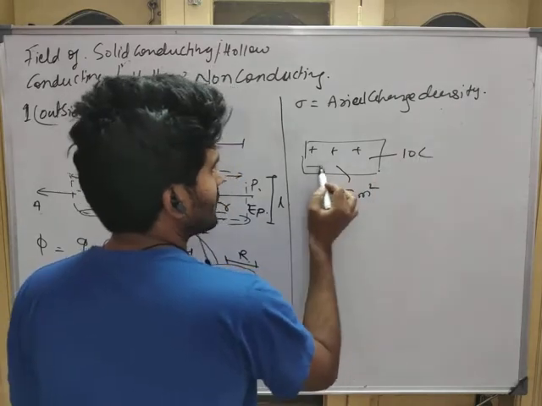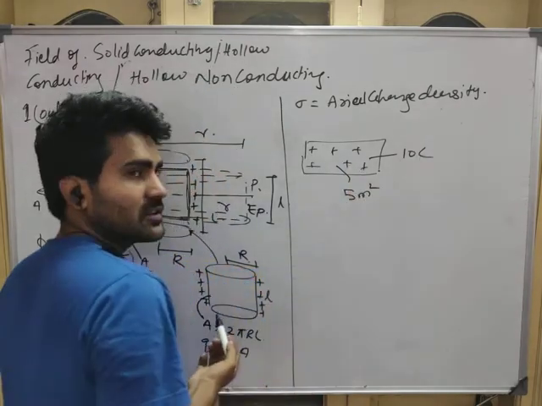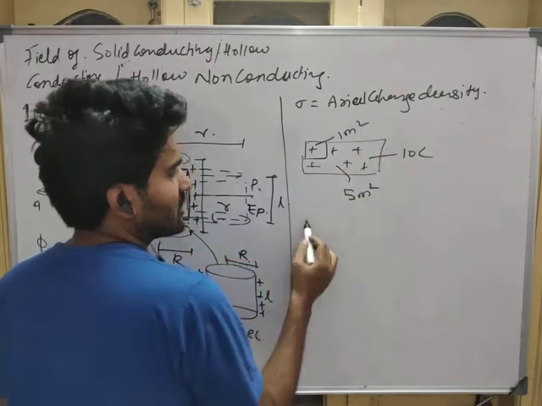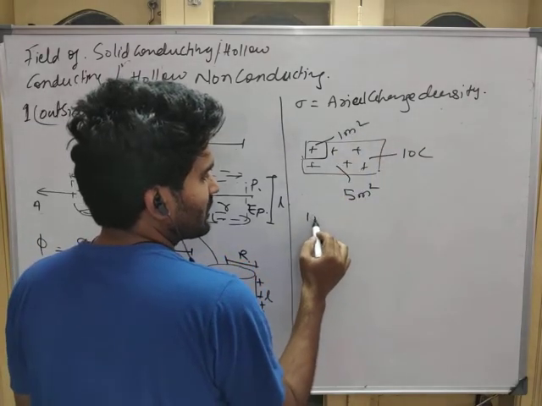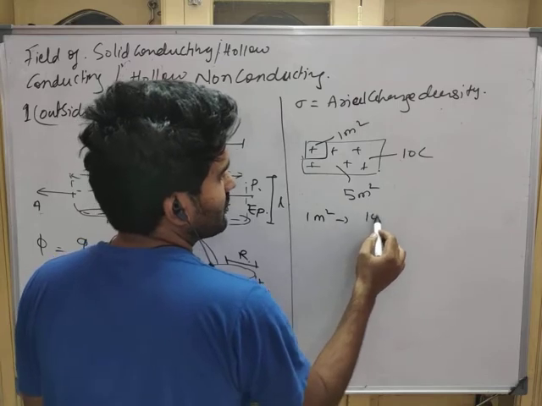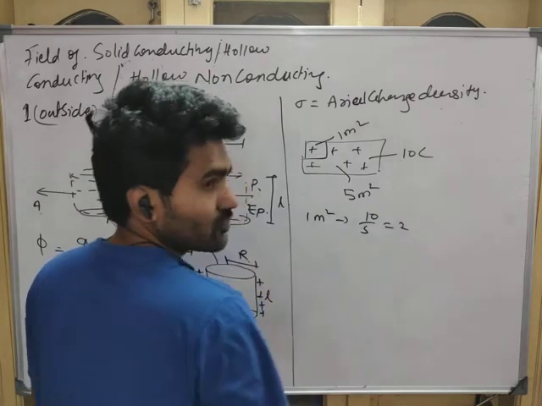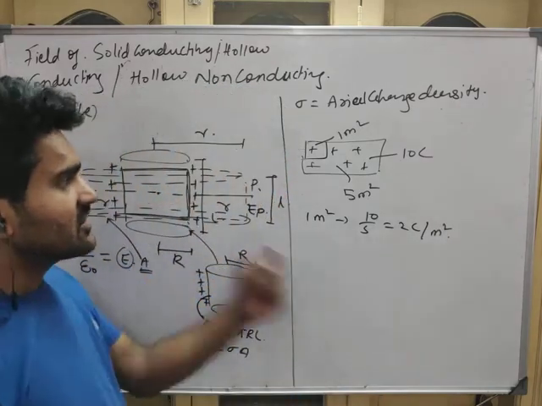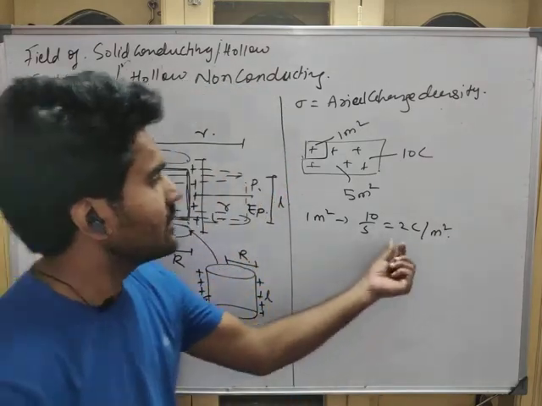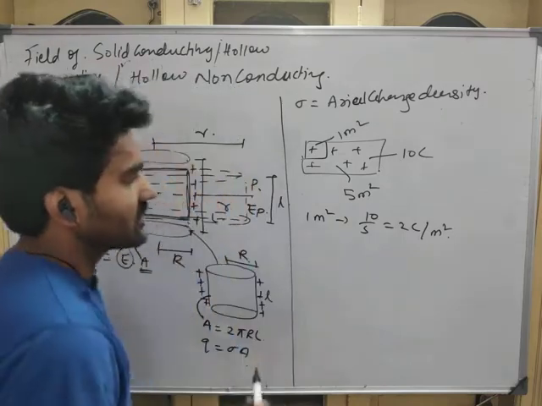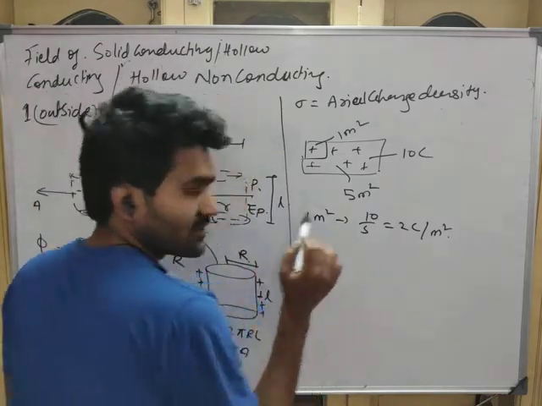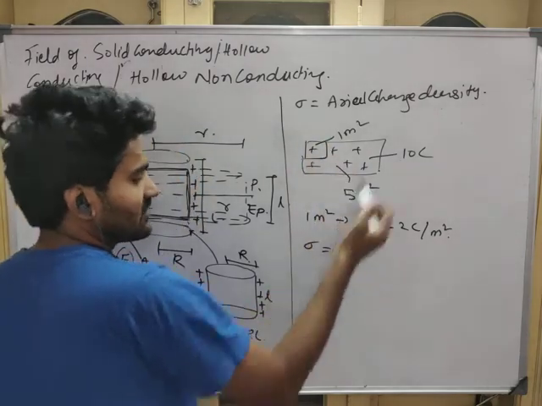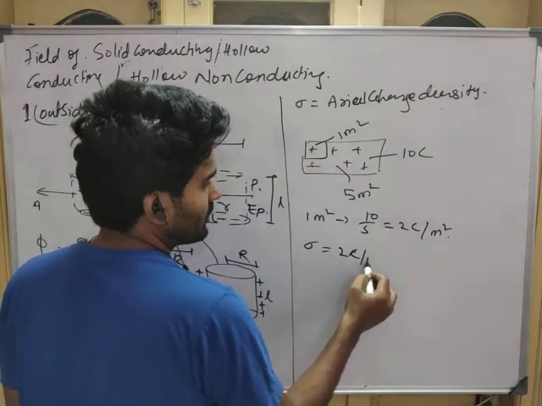10 coulombs. Okay. So what should be the charge if I cut 1 meter square area? For 1 meter square area, the charge will be 10 by 5, that is 2 coulombs per meter square. It means if I cut a sheet of 1 meter square, I will get 2 coulombs of charge. So the areal charge density of this particular sheet is 2 coulomb per meter square.